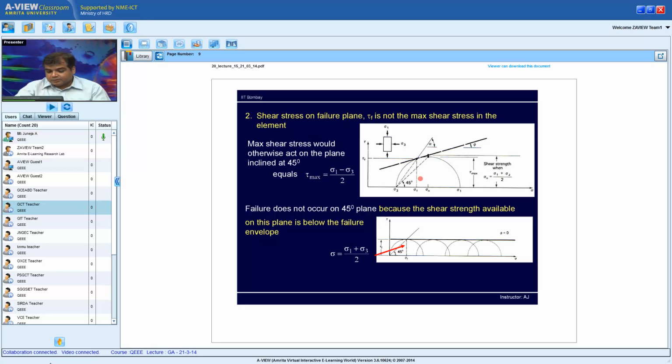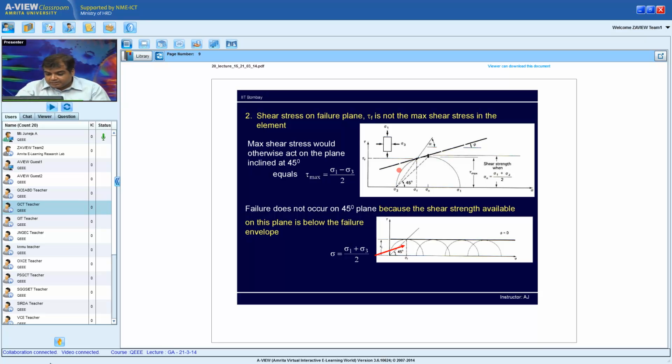There are two other important concepts, and the second one which I am looking at right now is the shear stress on the failure plane. Remember, this is my Mohr circle, that is my failure envelope, and this is my failure plane. Apologize for mixing up the words. This is my failure plane, and it hits the circle at this point over here.